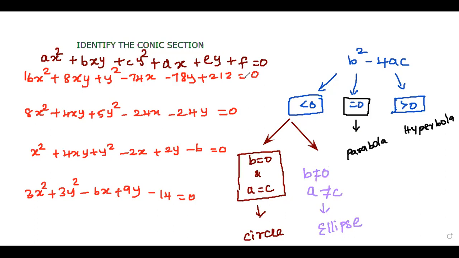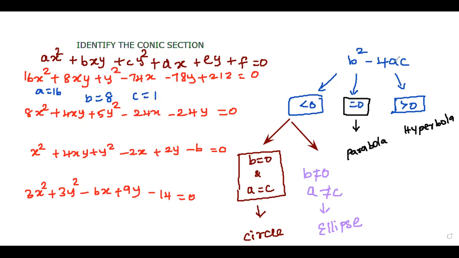So now let's check. You know what is a, what is b, and what is c. The coefficient of x squared is a, so a is going to be 16 for this. I'll do the first one, and if you are able to grasp it, you can try the next one. So a is 16. And what is b? The coefficient of xy is b, so b is going to be 8. And what is c? It's the coefficient of y squared, so that will be 1.